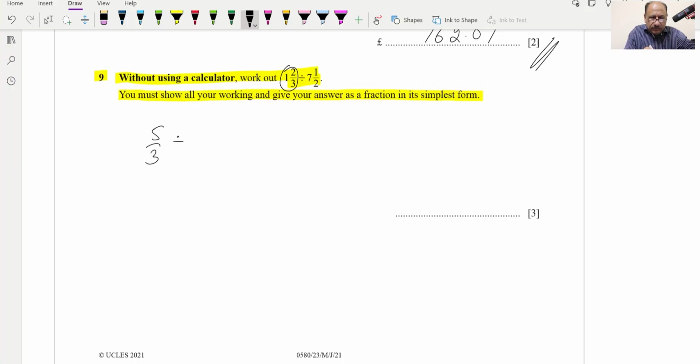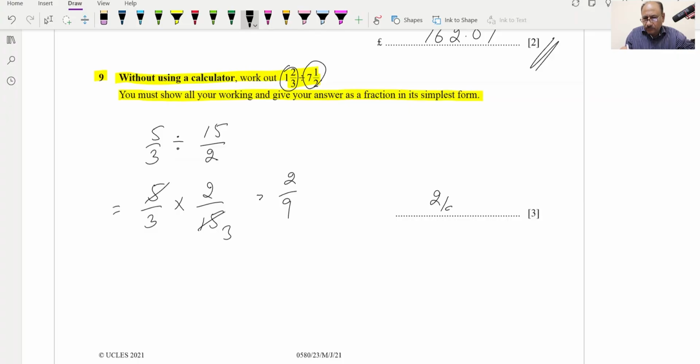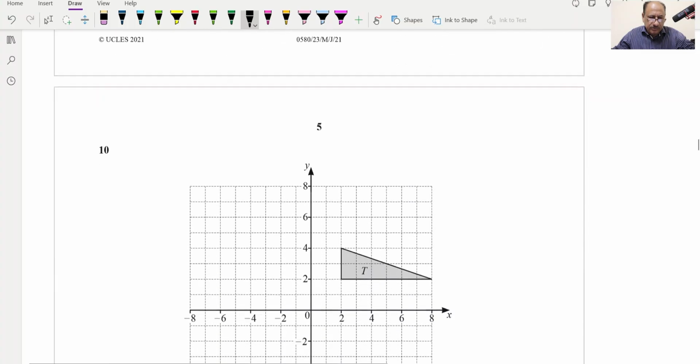And division, the other part also, this part we can convert. 7 twos are, 2 sevens are 14. 14 plus 1 will be 15, so 15 over 2. Now we can convert division into multiplication, and we have to write the reciprocal of this term. So 5 threes are 15, and it will be 2 over 9. So answer will be 2 over 9 over here. This is 3 marks, very straightforward easy question.